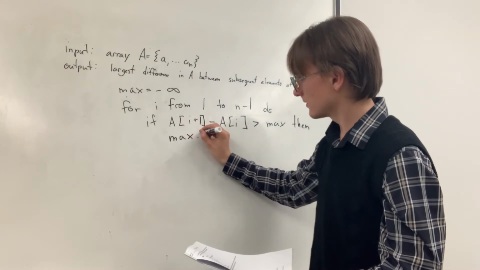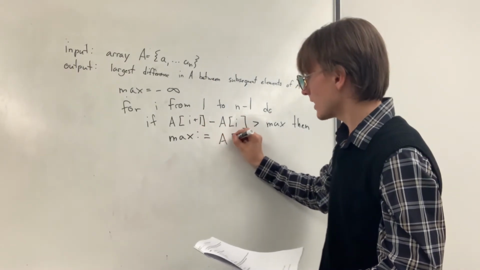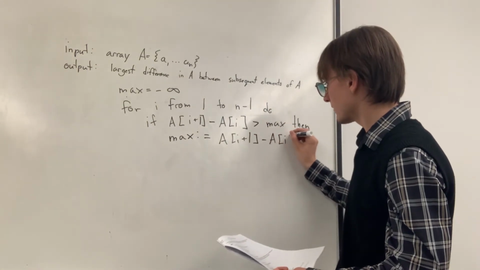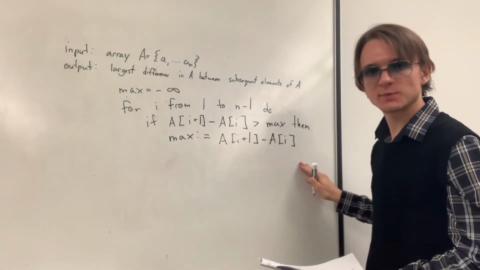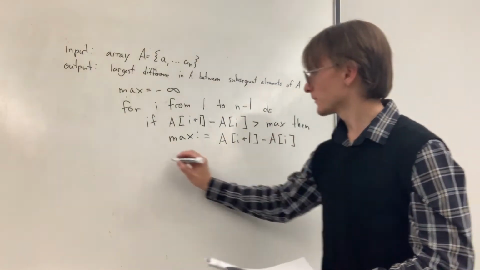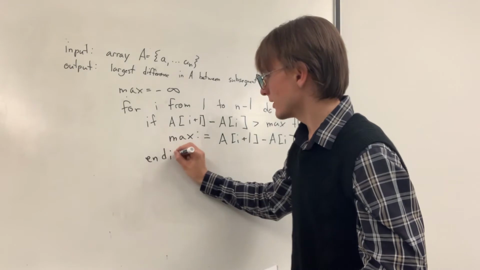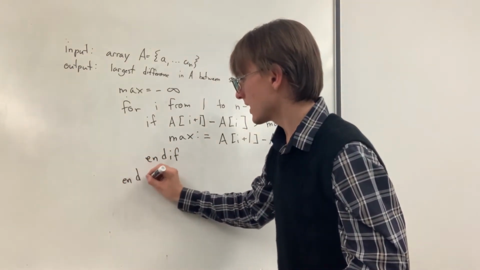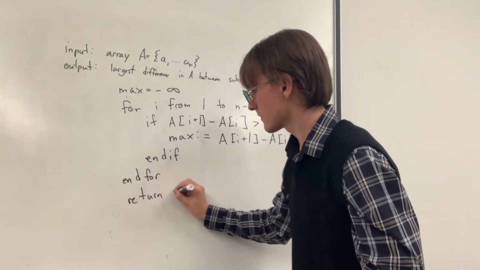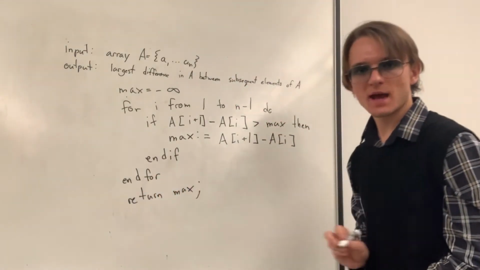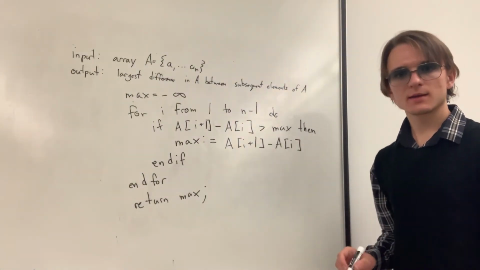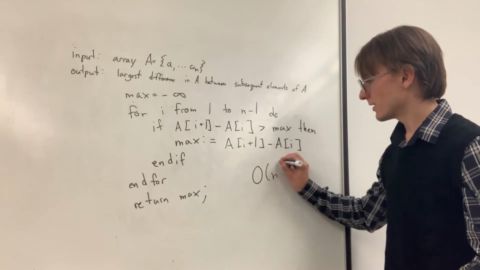Max is updated. It becomes equal to A of I plus 1 minus A of I. Max is now the difference between one element and the next element in the sequence. We end our if statement, and we end our for loop. We return max. And also, our algorithm will run in big O of n.